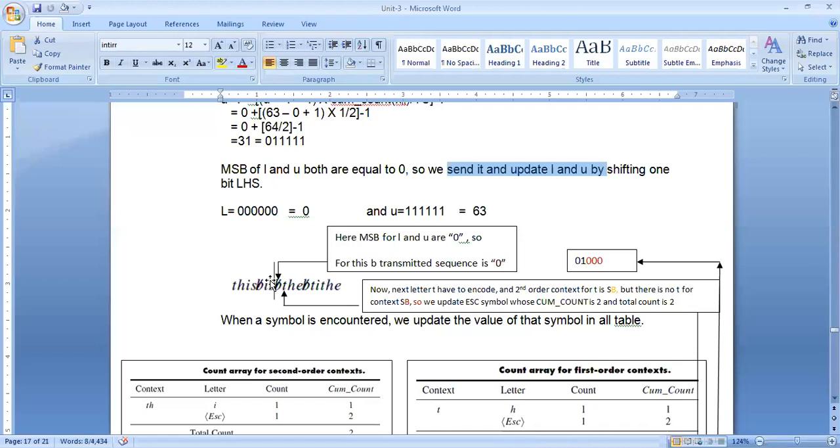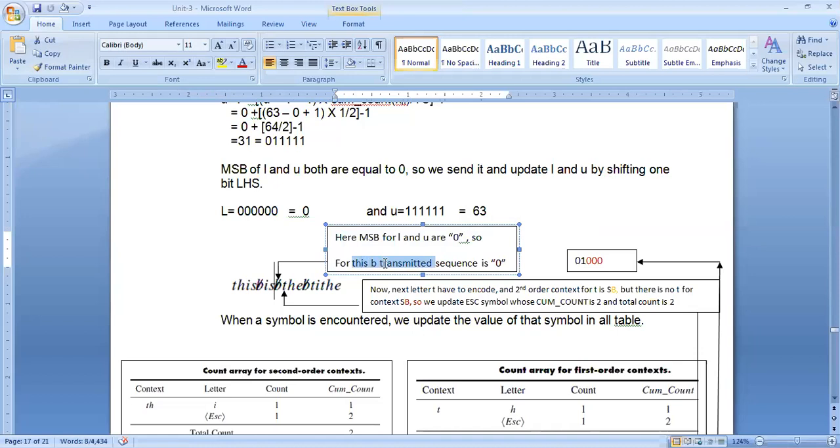For B cross, which encoded format will we send? So we find the lower bound and upper bound for this B cross, and the MSB of the lower bound and upper bound. We find the MSB of both is 0, so we can transmit this value. So here we have written that the MSB of L and U are 0. So for this B cross, the transmitted sequence is 0.